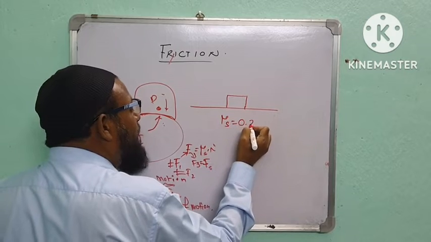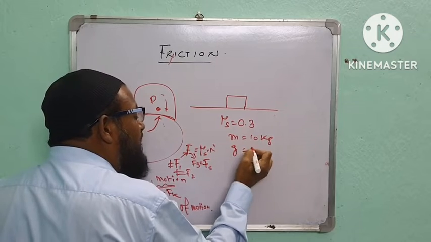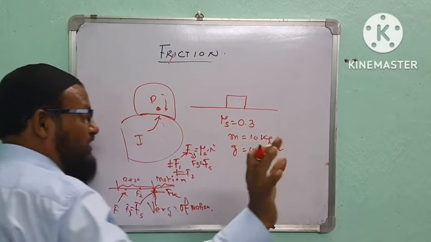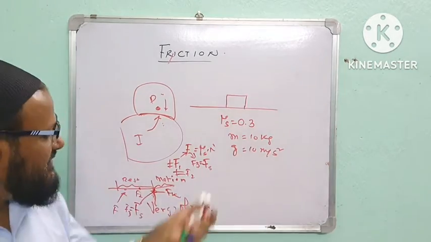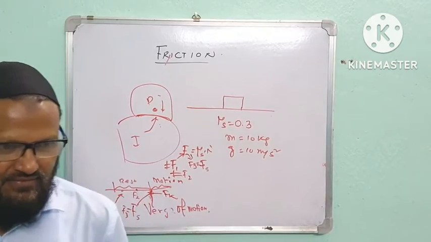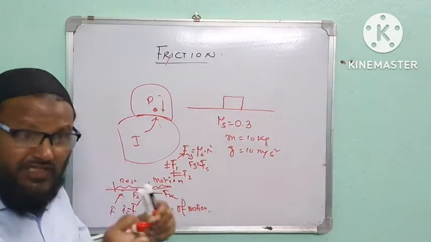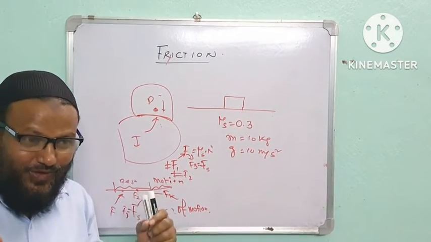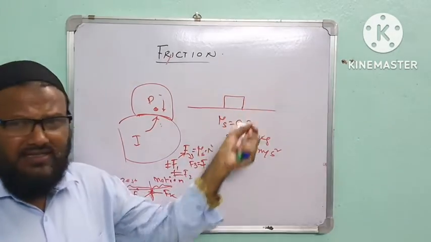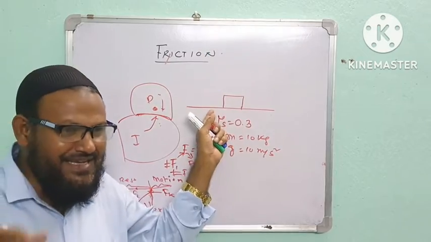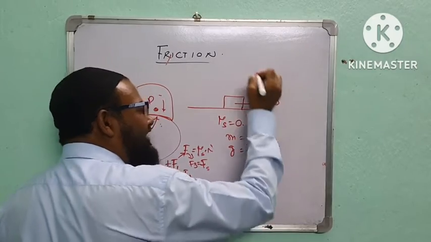Suppose here mu is a value 0.3, mass equal to 10 kg and g equal to 10 meter per second square. Please try to understand. What is the friction here? Can you tell me? Zero, very good. Why zero? More, there is no tendency of motion. Friction acts when there is tendency of motion. The body is simply kept there, there is no tendency of motion, therefore in this case friction is zero.